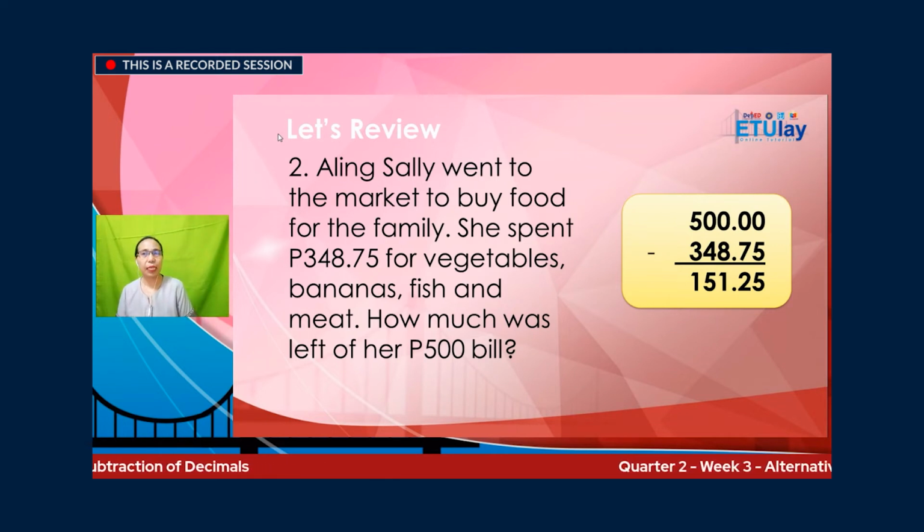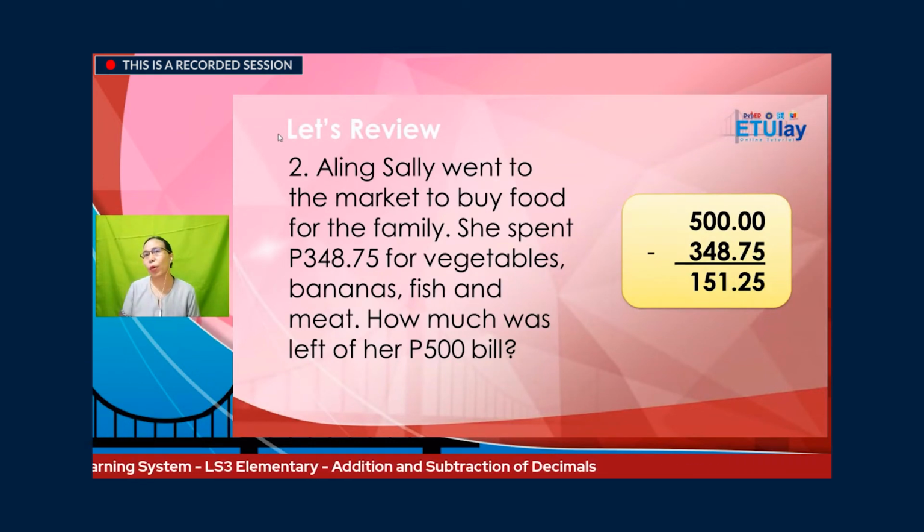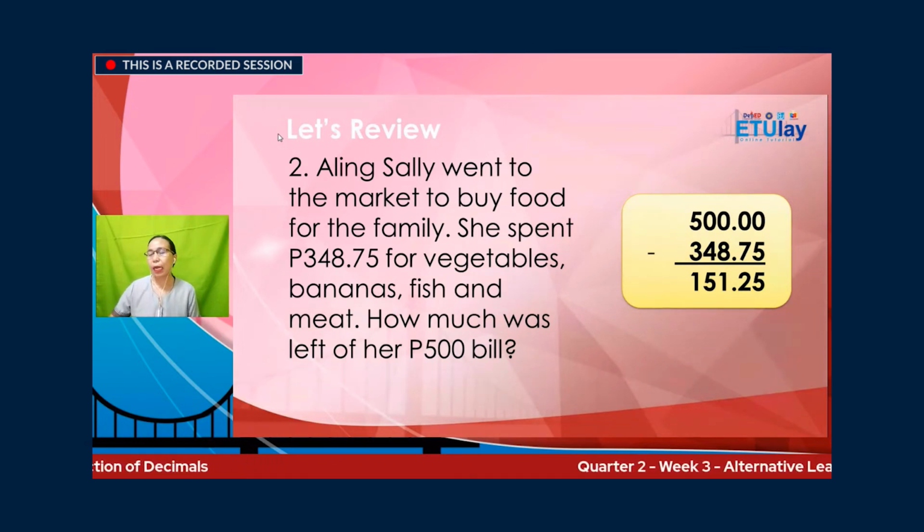0 minus 5 cannot be. So we have the regrouping. Okay, we borrow 1 from 0. That 0 will borrow 1 from the other 0. And that 0 will borrow 1 from the 0. And 0 will borrow 1 from 5. Then we got the last 0 is equal to 10.